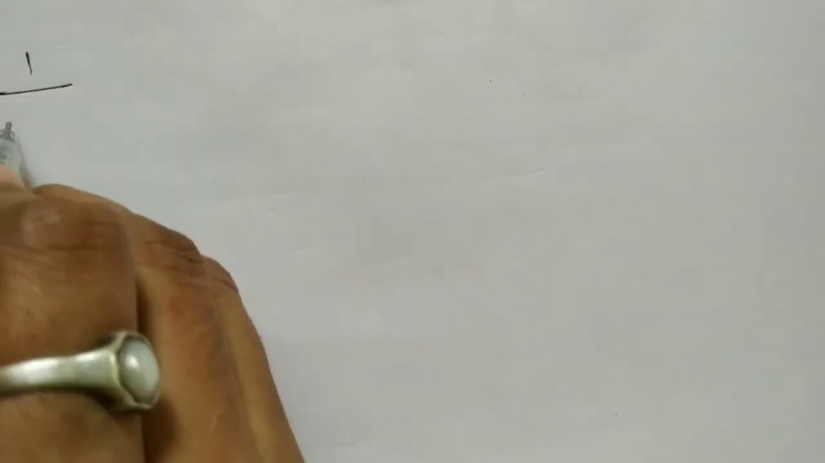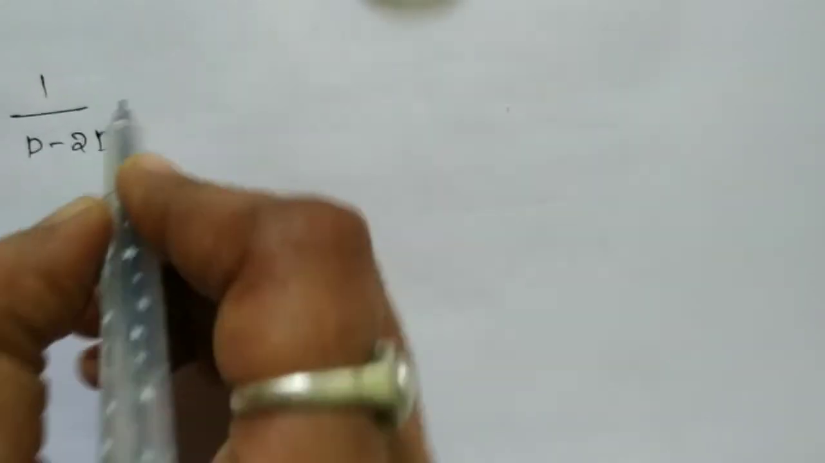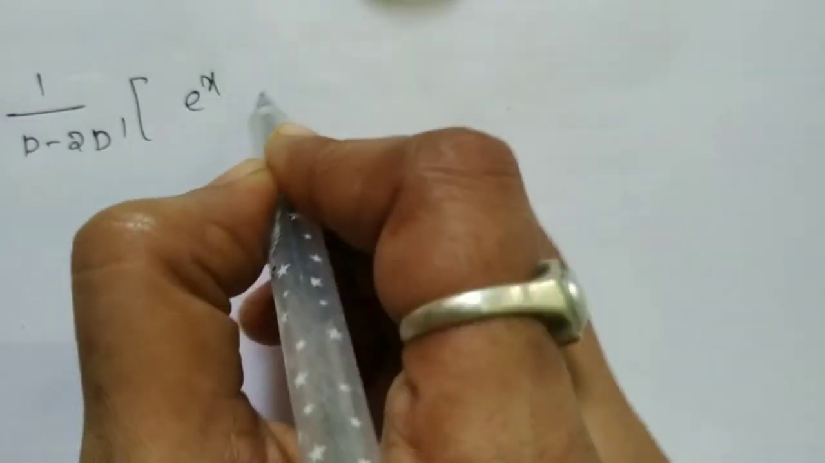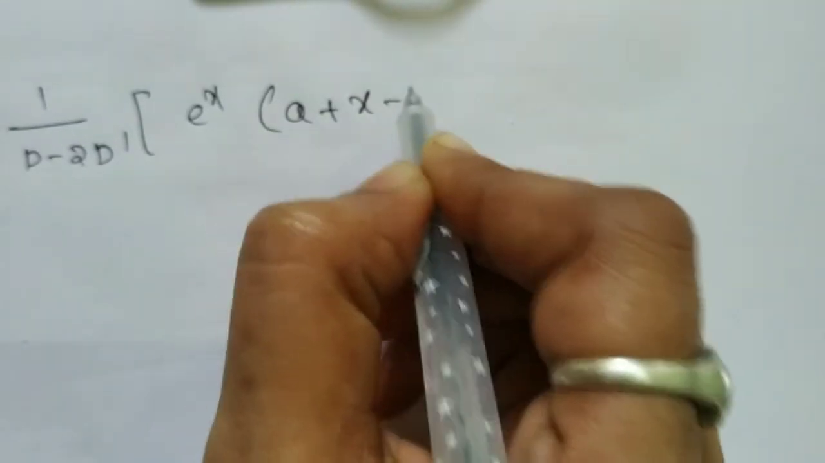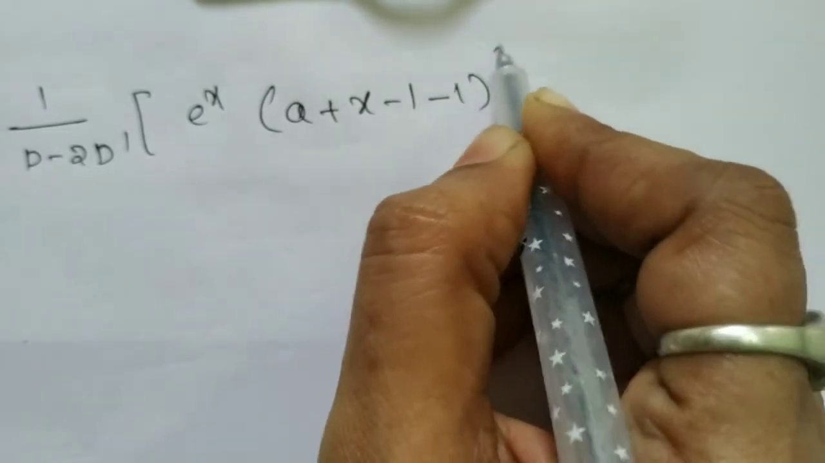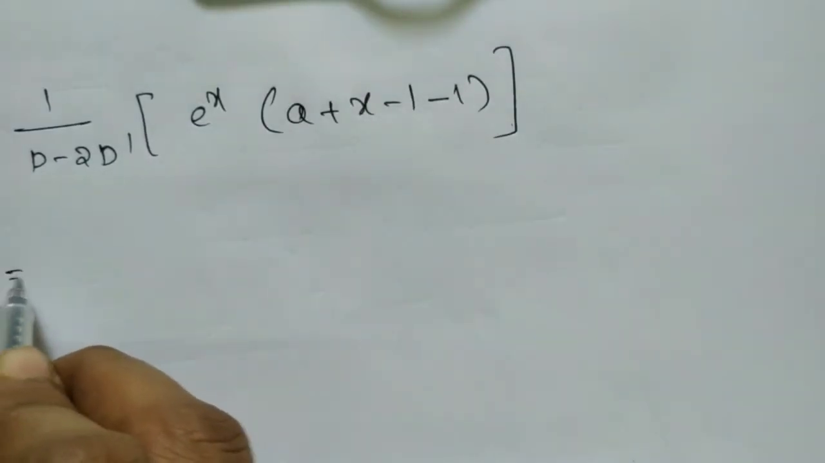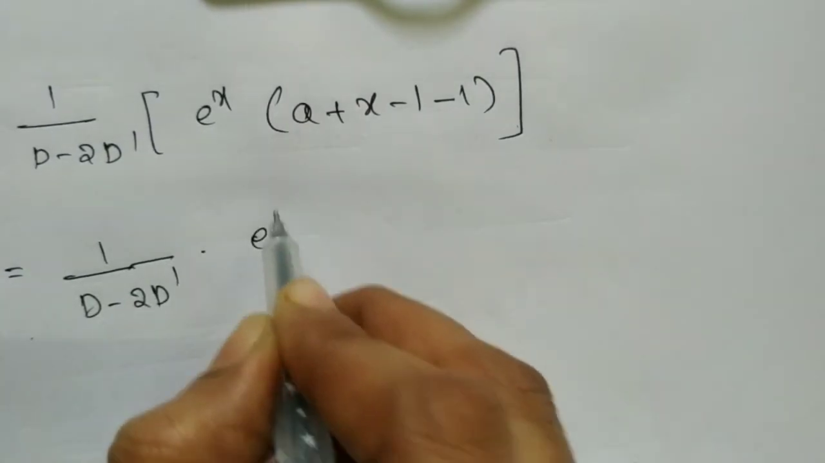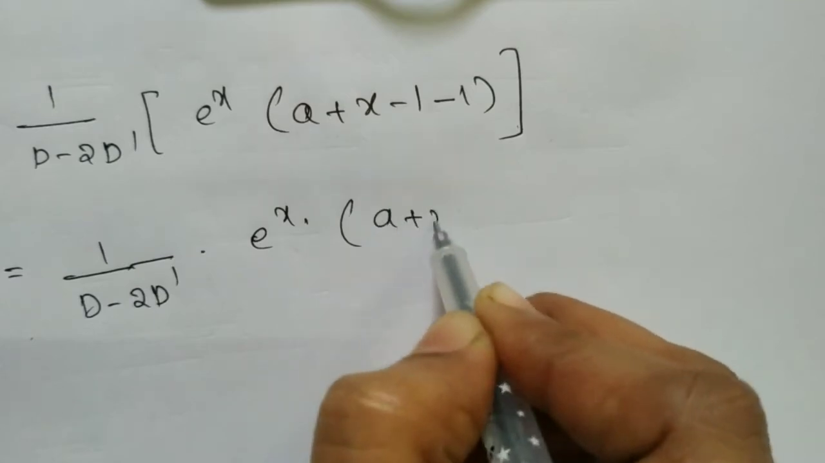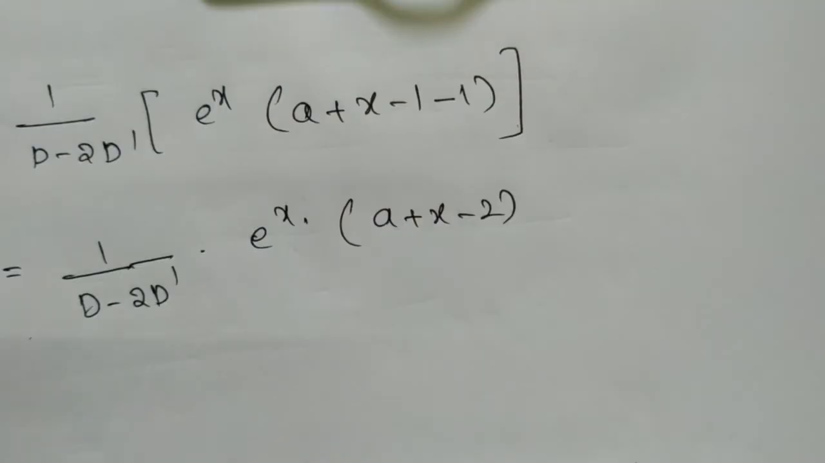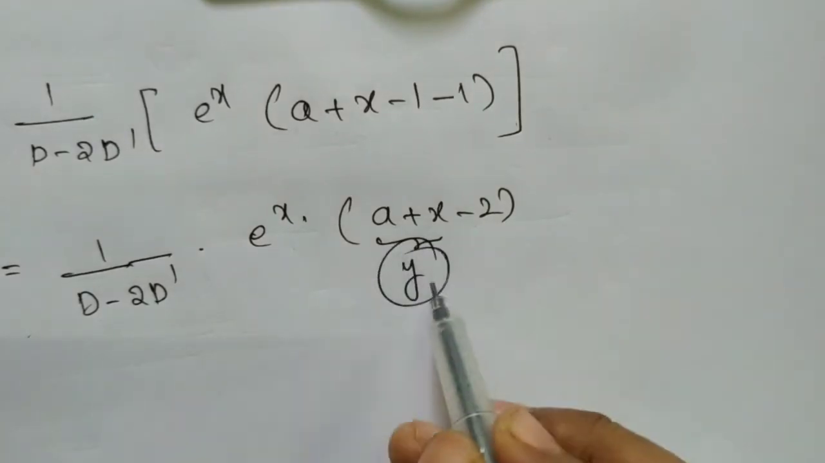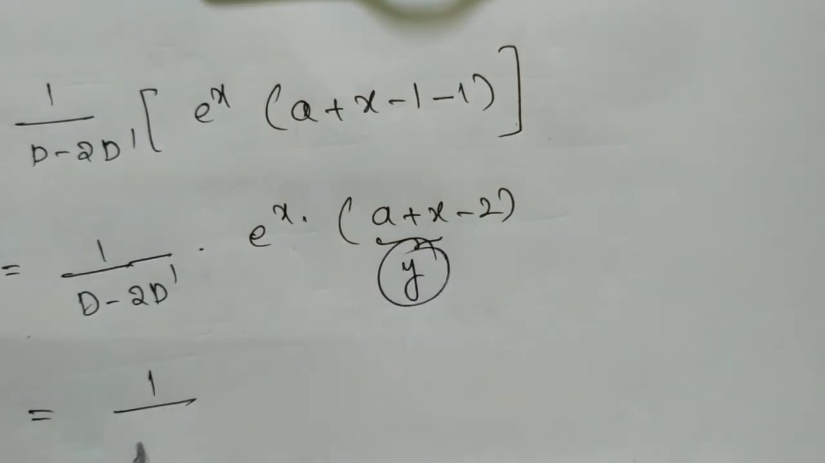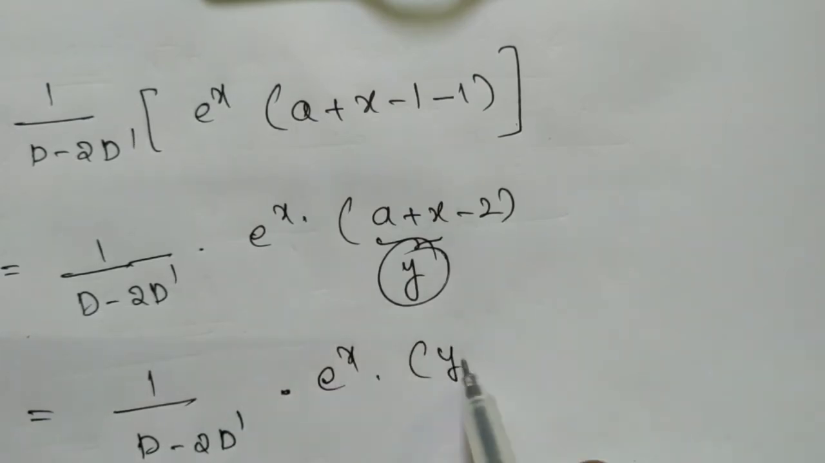So 1 by D minus 2D dash into e power x is common here, a plus x minus 1 into minus 1. So 1 by D minus 2D dash into e power x into a plus x minus 2. So here a plus x is nothing but y. So replacing a plus x by y, 1 by D minus 2D dash into e power x into y minus 2.